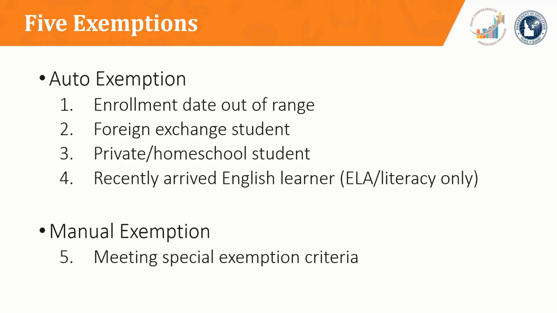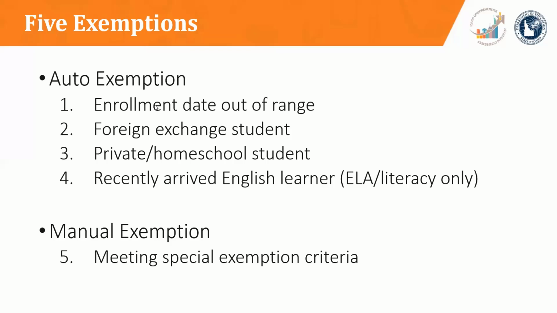If the student's IC enrollment date was out of range, the exemption is automatically applied. In addition, if a student was considered foreign exchange, private, or homeschooled, the student is exempt from testing. If the student was coded correctly via IC, the exemption is also automatically applied.